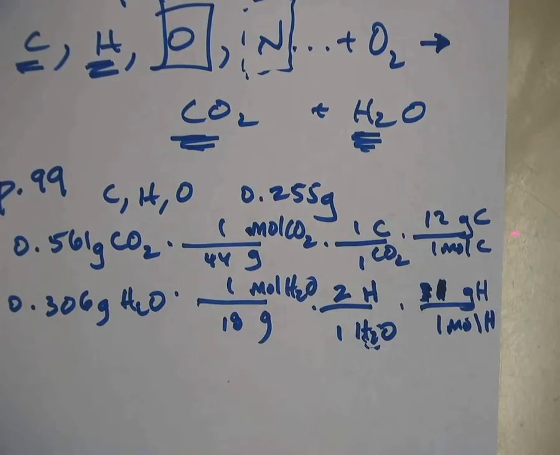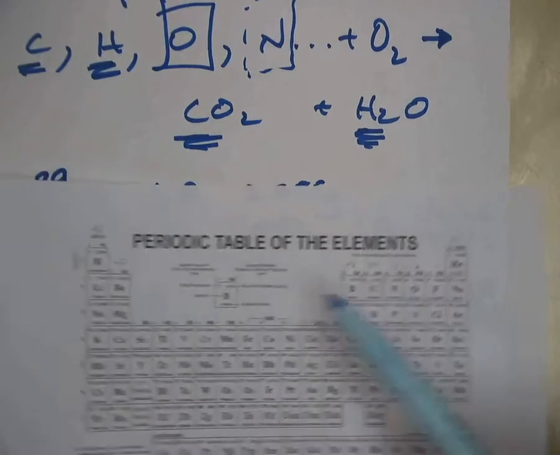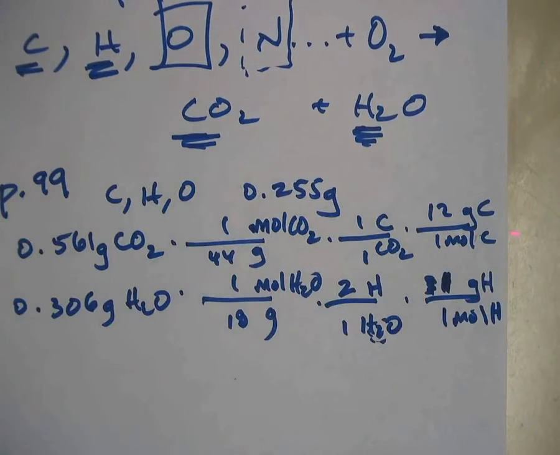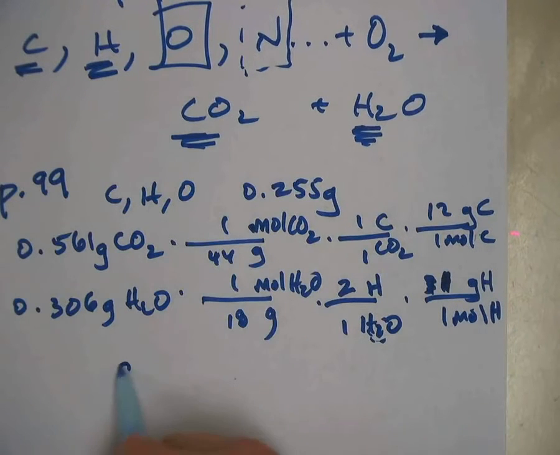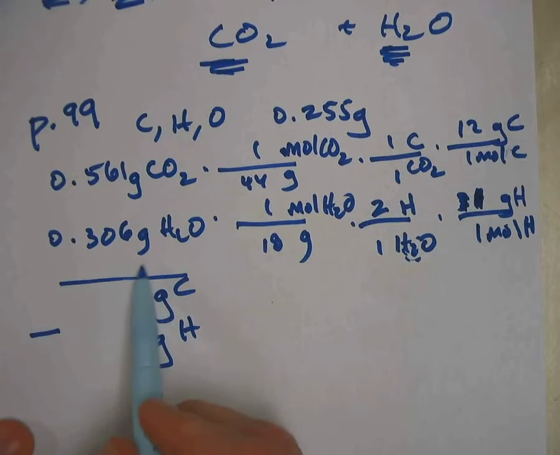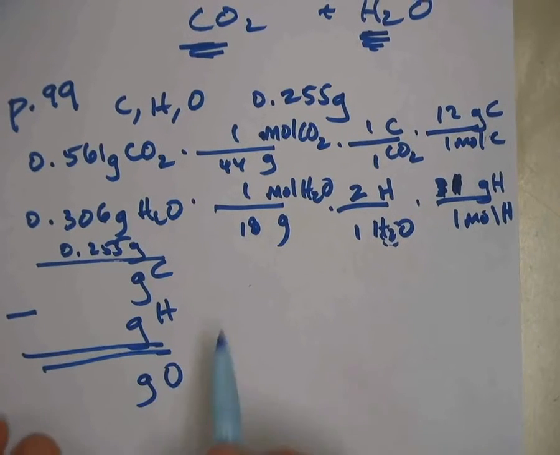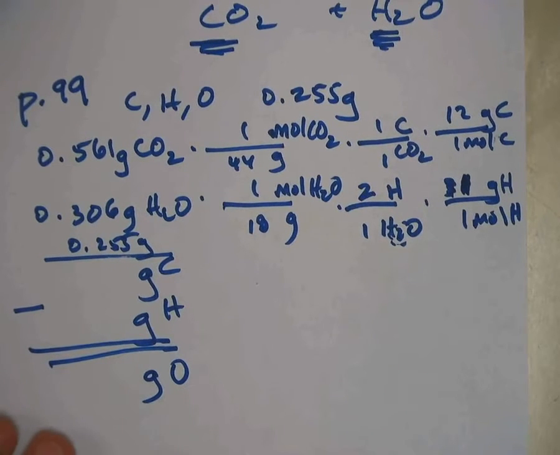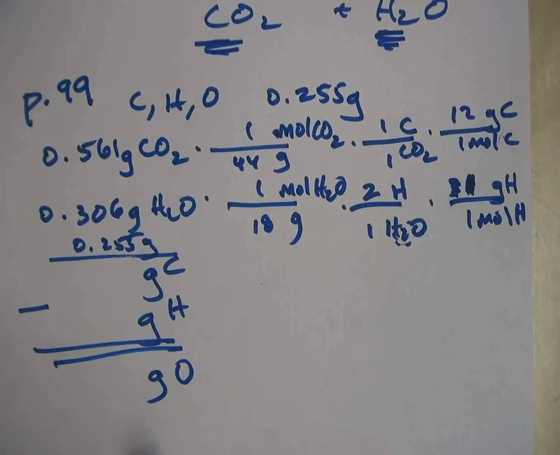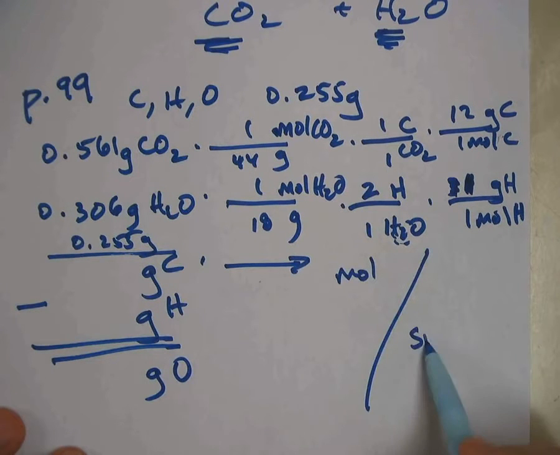When you look on the periodic table, you can look at its atomic mass right here. Carbon's 12, hydrogen, of course, is 1 up here. This gives you your mass of carbon, this gives you your grams of hydrogen, and I can subtract those from the original mass that I had, which was 0.255 grams. After doing that subtraction, I also get my grams of oxygen. Now, it's just like an empirical formula problem. Convert to moles and divide by the smallest.